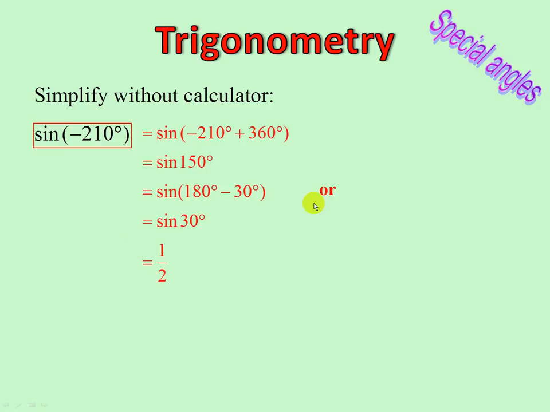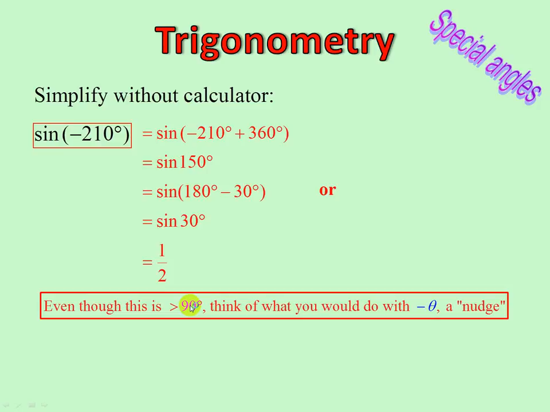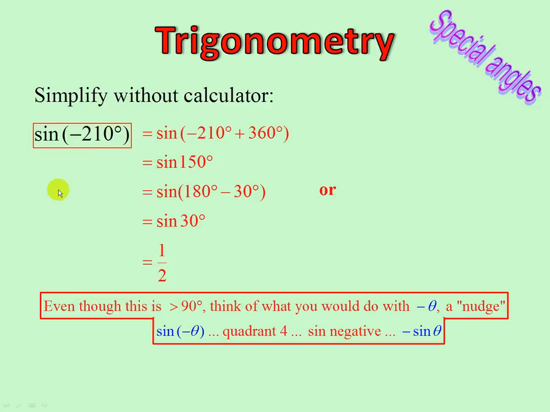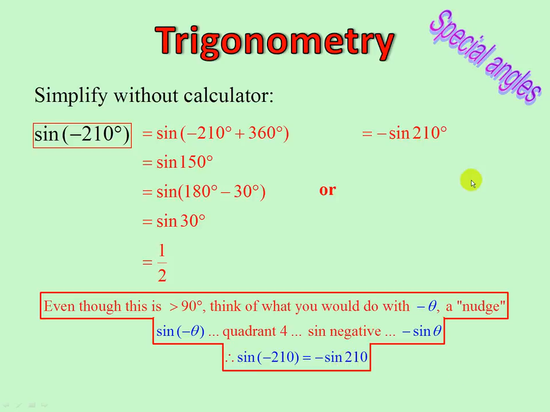Or, now I remind you, even though this is above 90, remember I talked about a nudge earlier, think of what you do with negative theta with a nudge. Negative theta would put you in the fourth quadrant, where sine is negative, so it becomes negative sine theta. So sine of negative 210 becomes negative sine of 210. So there we are. Now we say 180 plus 30 to get to the third quadrant.